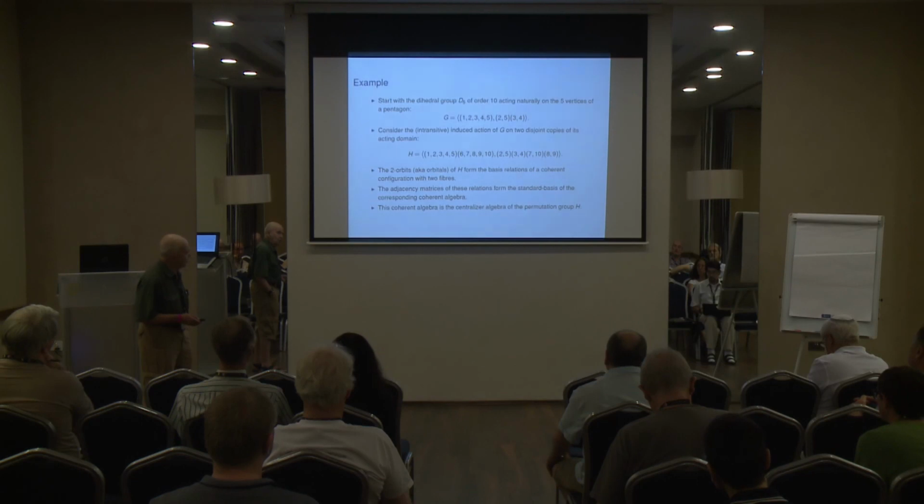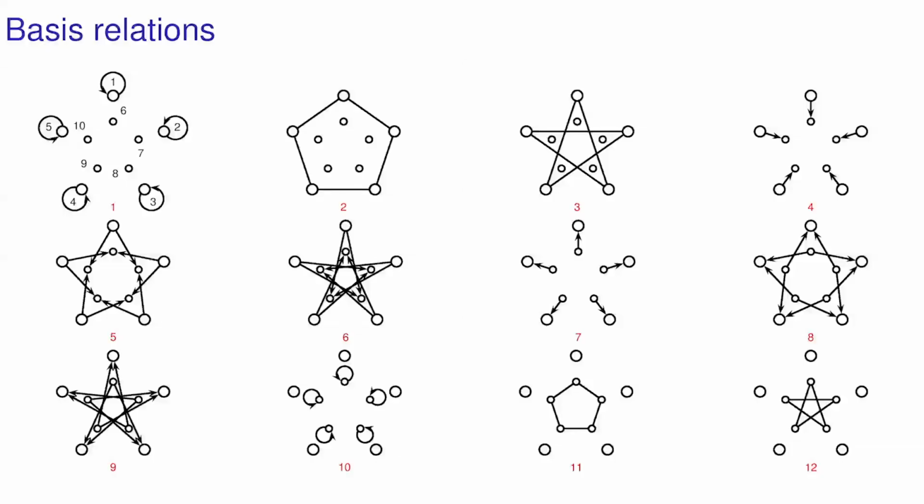And we would like to look at the coherent algebra. This is the centralizer algebra of our permutation group. And now, a very significant picture. If you understand what is going on in this picture, this means that I didn't do my job in vain. Something you will understand from this picture.